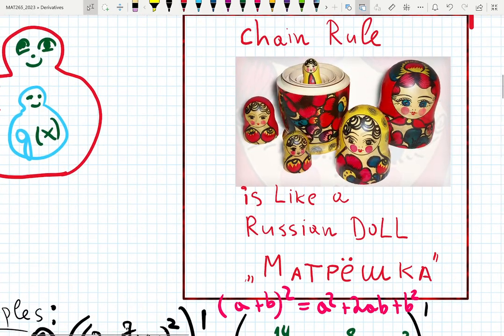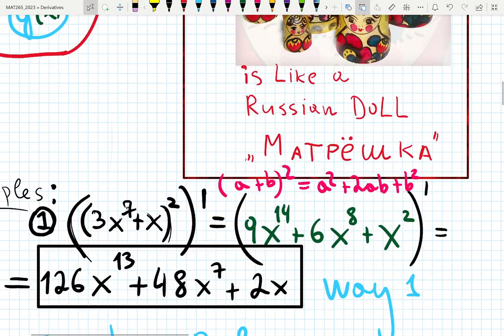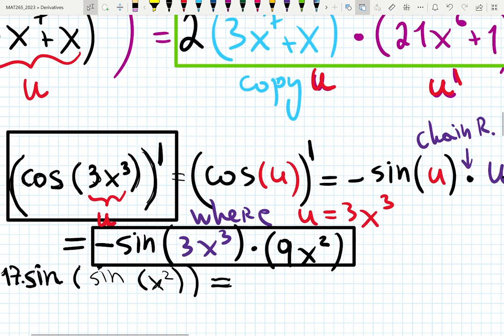Or if you think of a computer game, you cannot go to the next level inside until you finish the previous level. So now you're opening the Russian doll, and you see inside 3x cubed. So you multiply by the derivative of that function, 9x squared. How fast does cosine of 3x cubed change? Outside function fast, derivative of cosine, times inside function fast, derivative of the inside. Make sense?